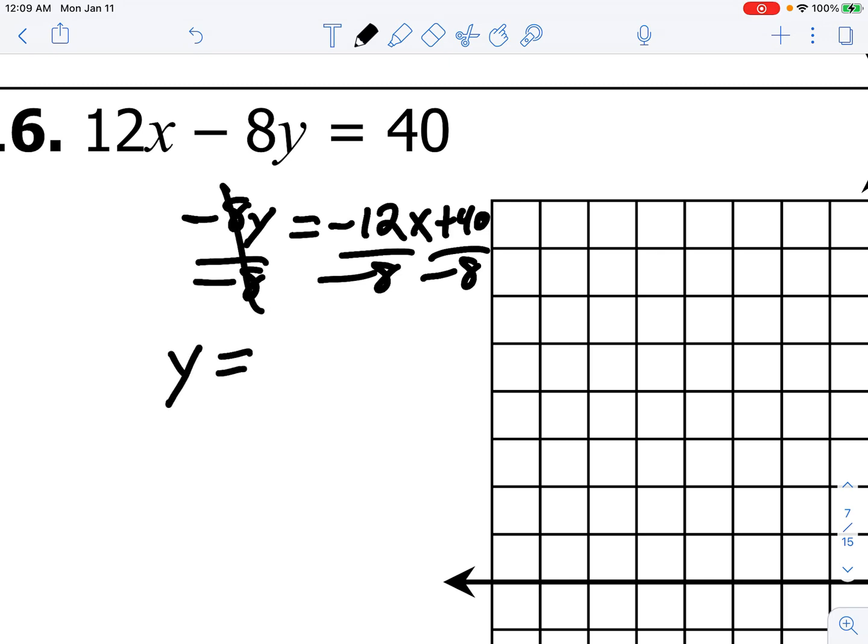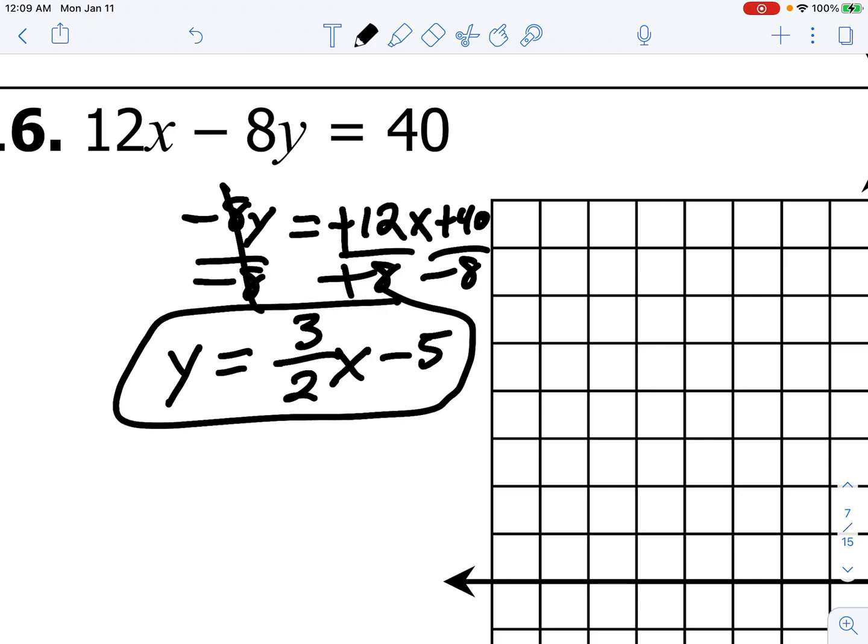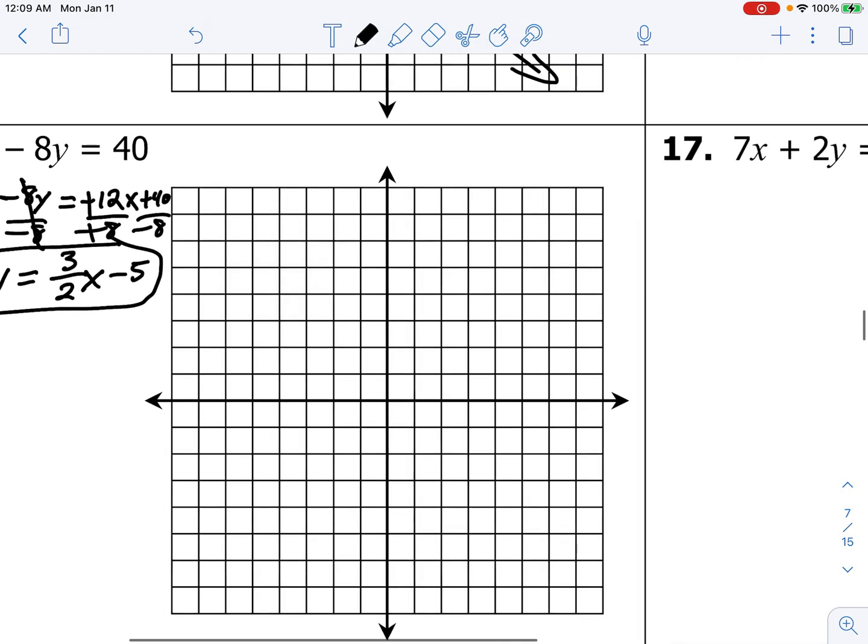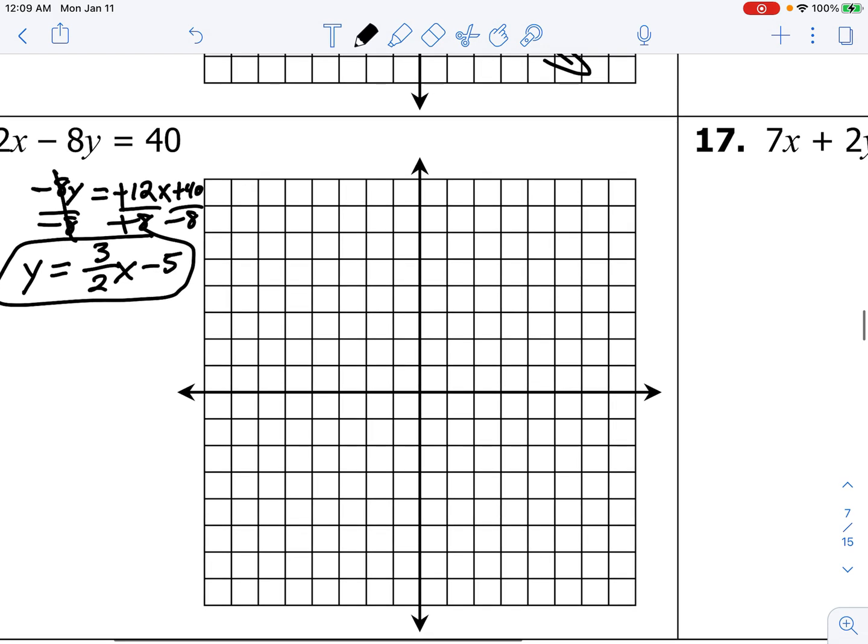So here on this one, we get negative over negative, which is a positive. 12 over 8 is actually 3 over 2x. Make that a little bit clearer. And then 40 divided by 8 is negative 5. So plot it at negative 5.